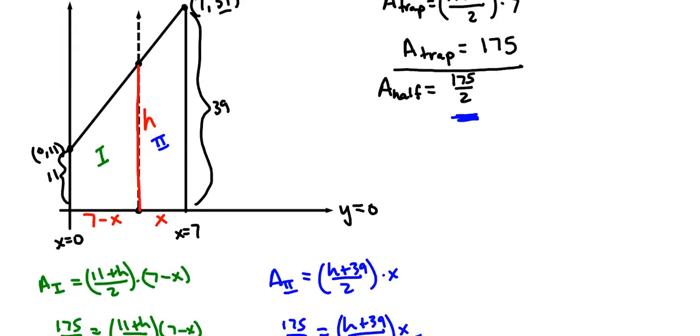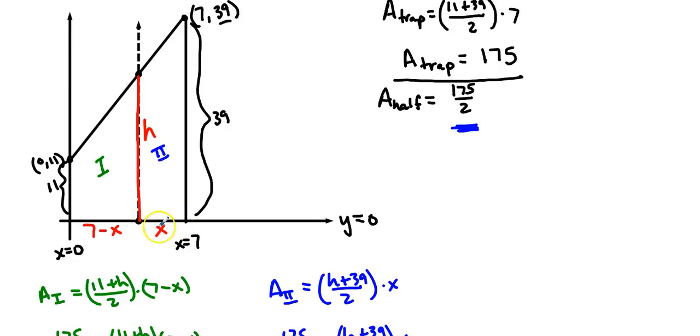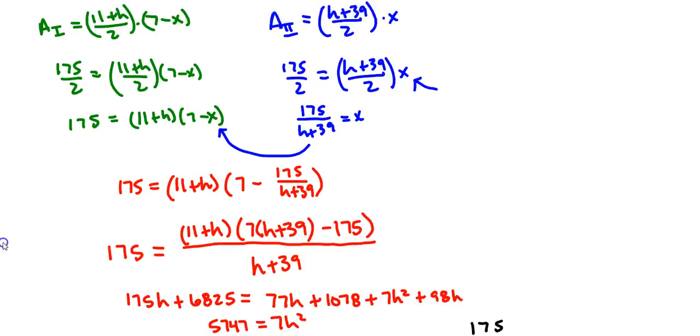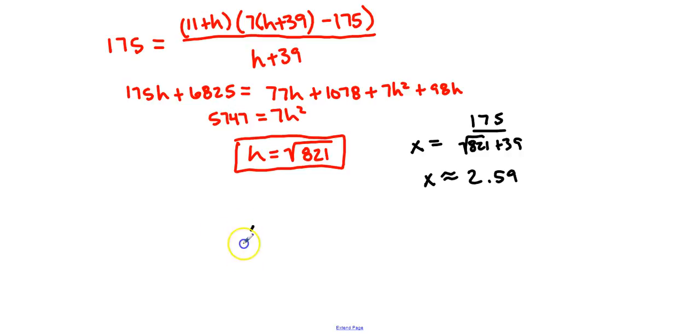But remember, we defined x as this little piece right here. So that's about 2.59. What we're really interested in is the equation of this line. And so if we find the equation of this line right here, we need 7 minus x. So the equation of our line would be 7 minus 2.59, and the equation of our line is going to be about 4.41.